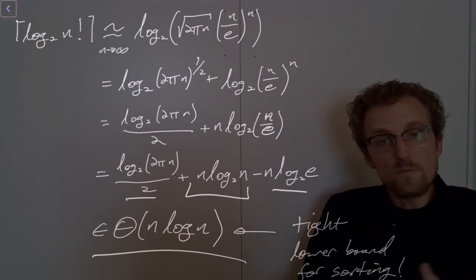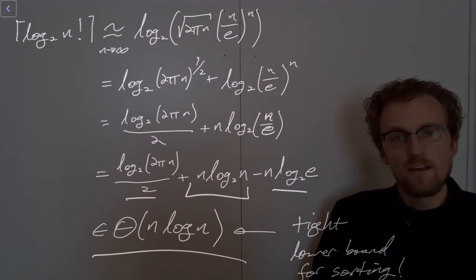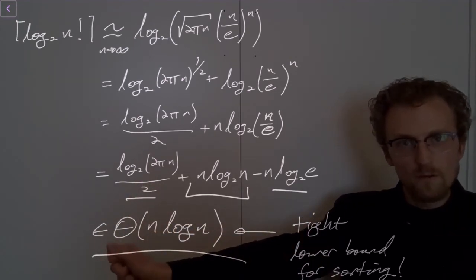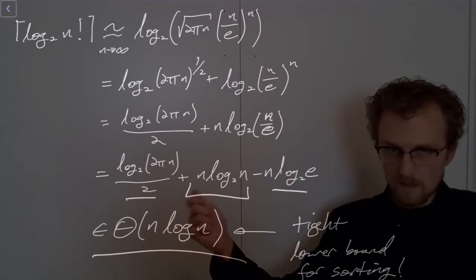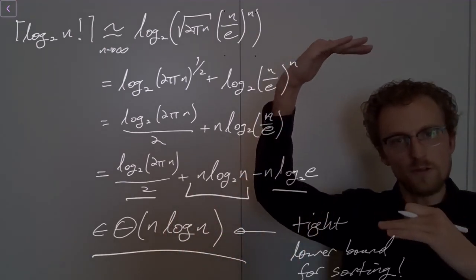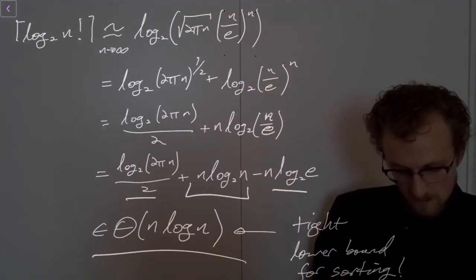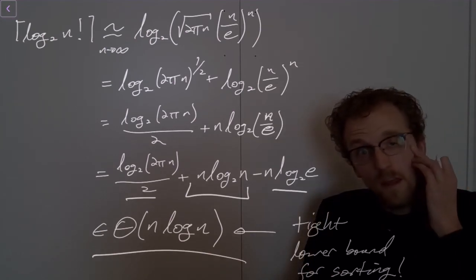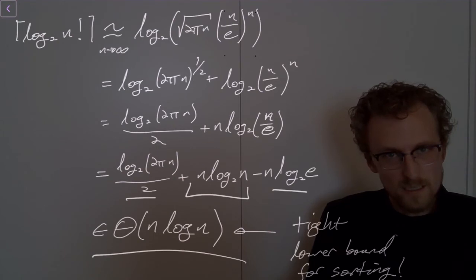And it all comes down to this tree argument. In the end, all we have to do is say there are n factorial possible outcomes, which means that our tree has to have n factorial distinct leaves. And then we just identify how tall the tree has to be to contain that many leaves. And the answer is about n log n. So it turns out that merge sort is asymptotically optimal in terms of its speed.